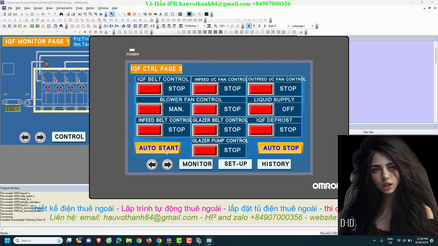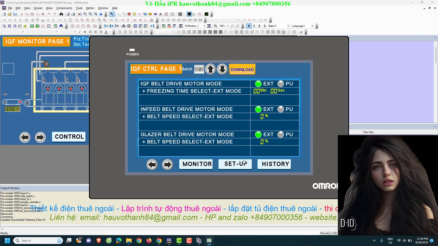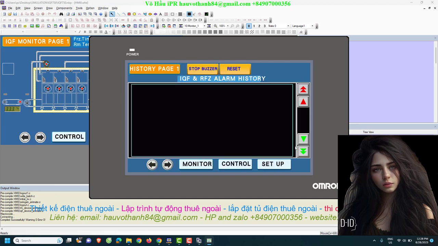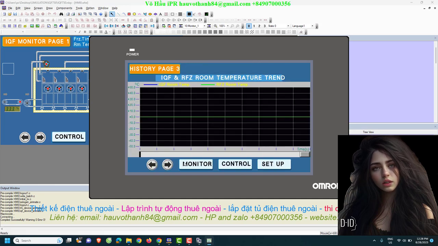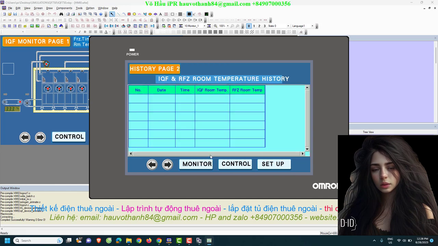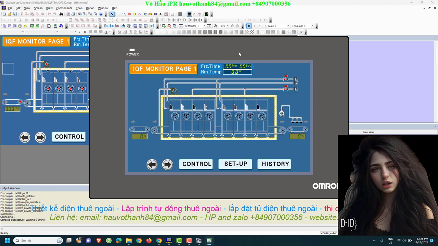In short, fluidized bed IQF technology not only brings economic benefits, but also ensures outstanding quality for frozen products. This is a perfect solution for businesses in the food industry that want to maintain the freshness and naturalness of their products.